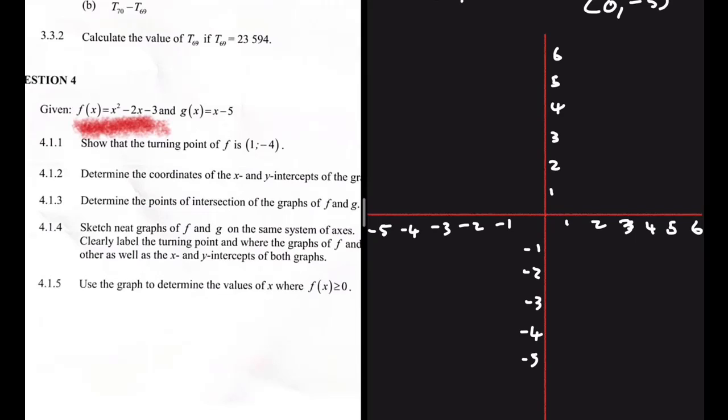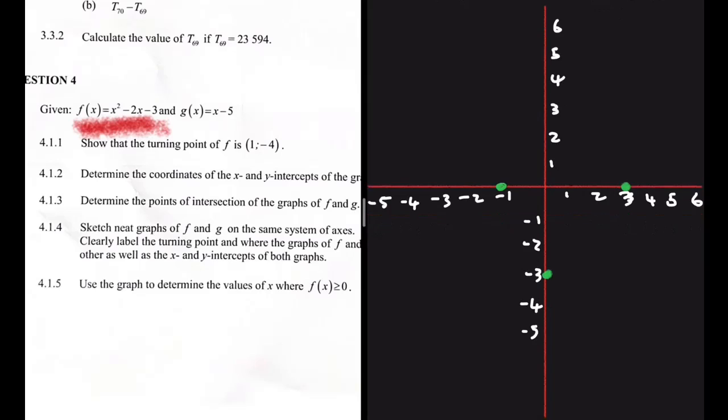For f of x, we have two x-intercepts: one at minus 1 and the other at 3. So let's indicate one x-intercept here at minus 1 and another at 3. Now let's move to the y-intercept. Where x equals 0, y equals minus 3, so we have a point here. Lastly, we have a turning point at x equals 1 and y equals minus 4, so somewhere here we have a turning point.